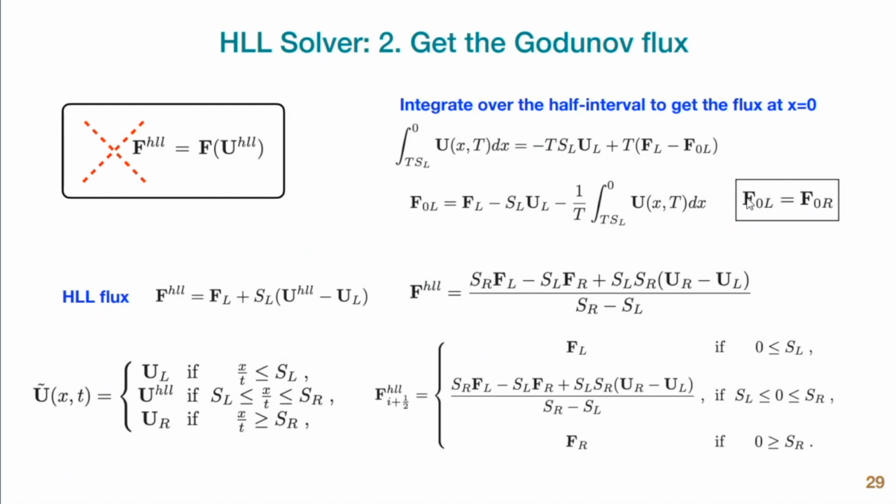So the full solution of the HLL Riemann solver looks something like this. If x is less than TSL, then UL. If x is greater than TSR, then UR. In between, it is U_HLL. But for us, what is more important is the flux description. If SL is greater than 0, then FL, the left-hand side flux. If SR is less than 0, negative, then the right-hand side flux. If it is somewhere in between, then use this notation.